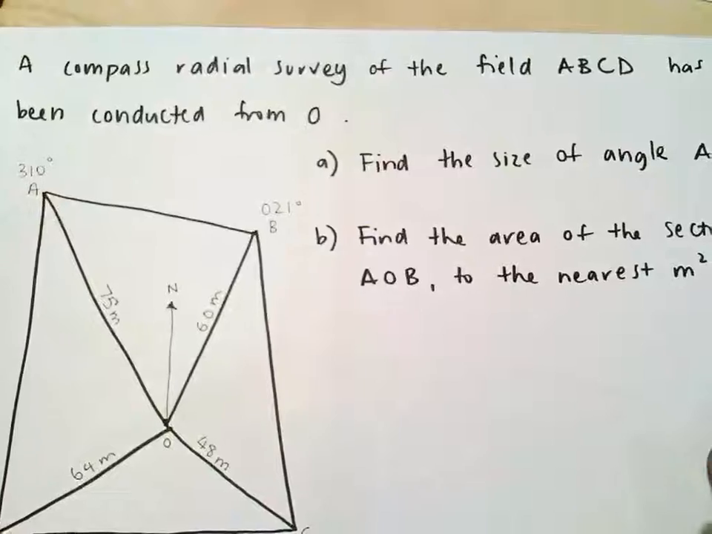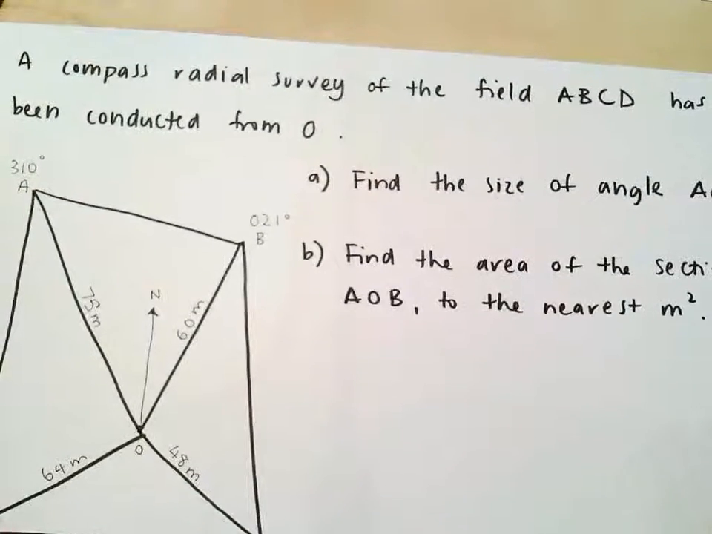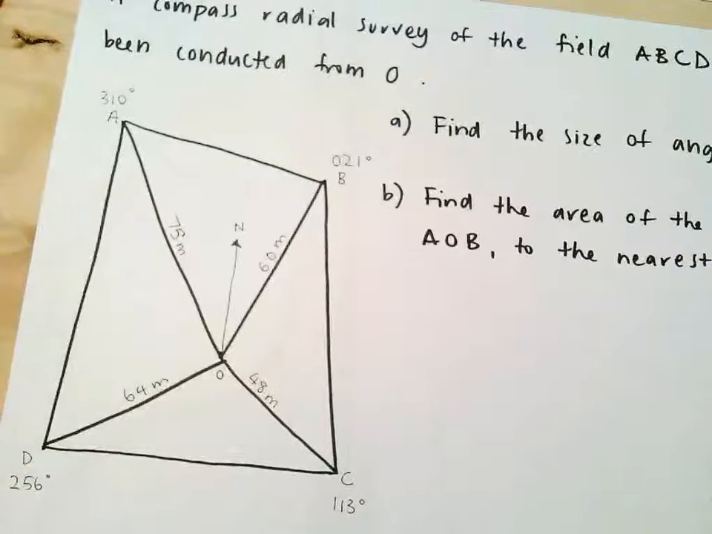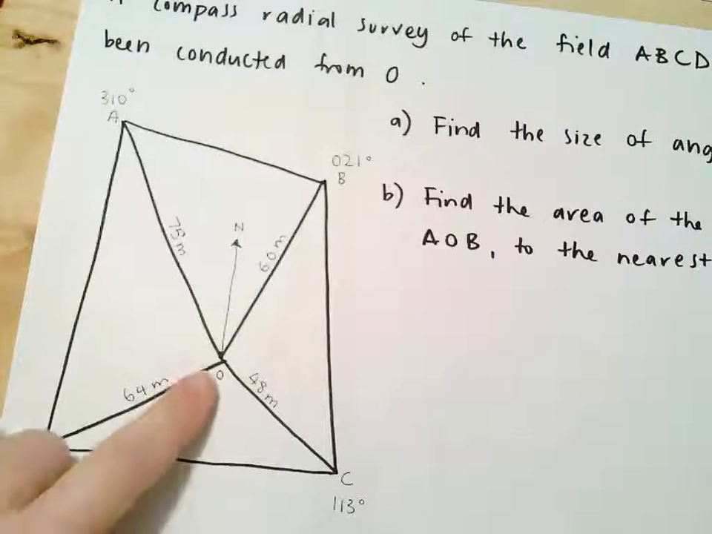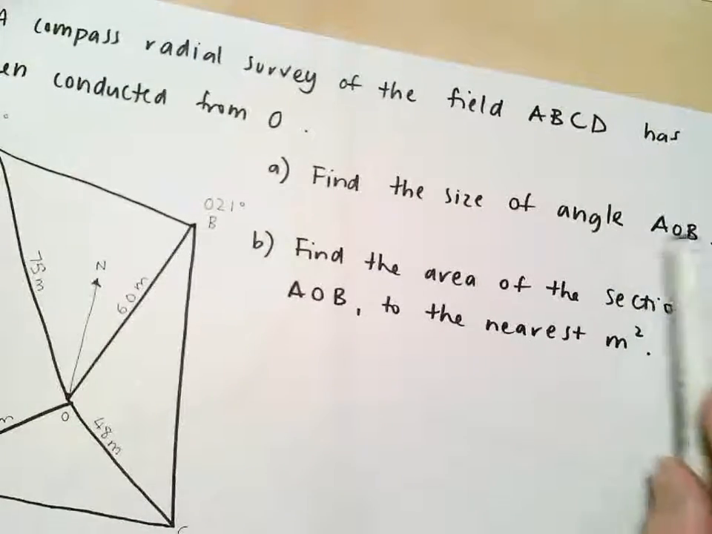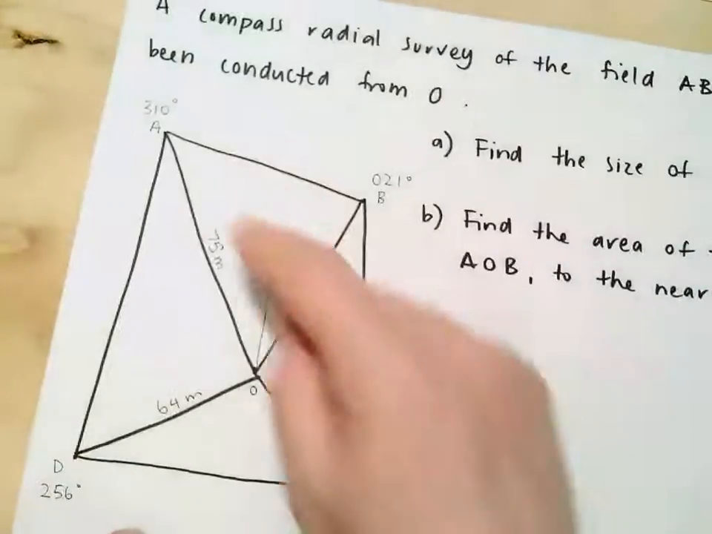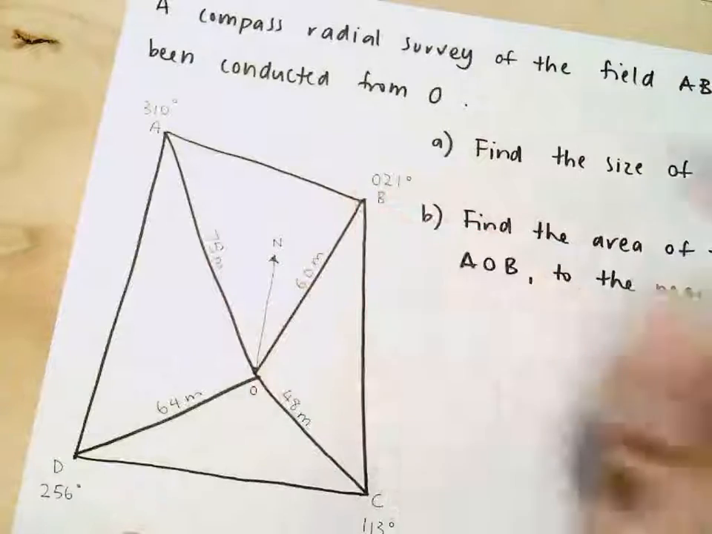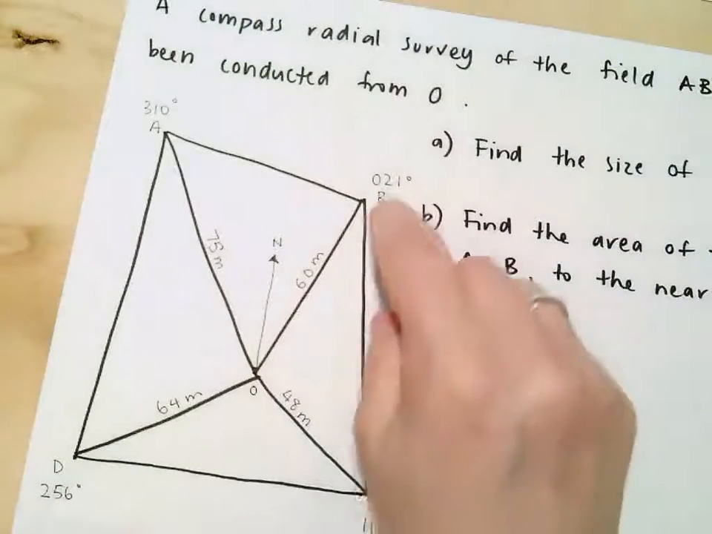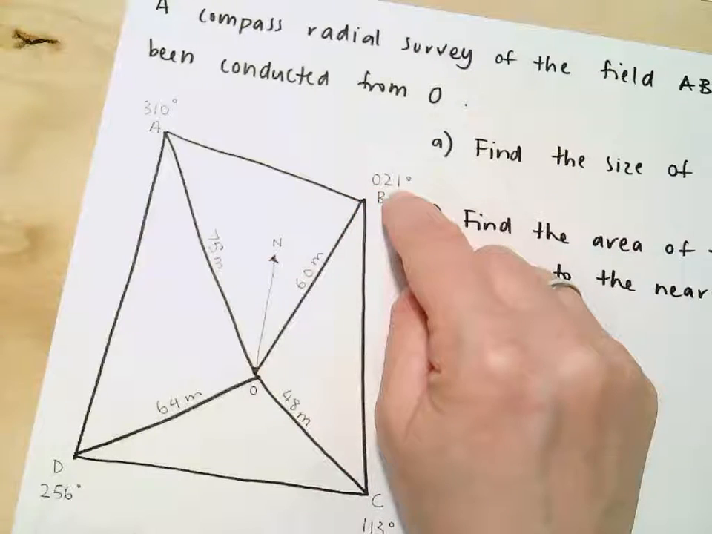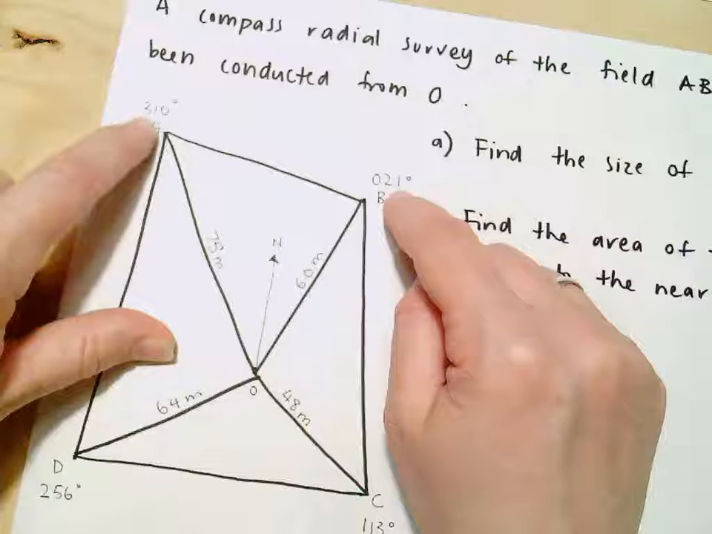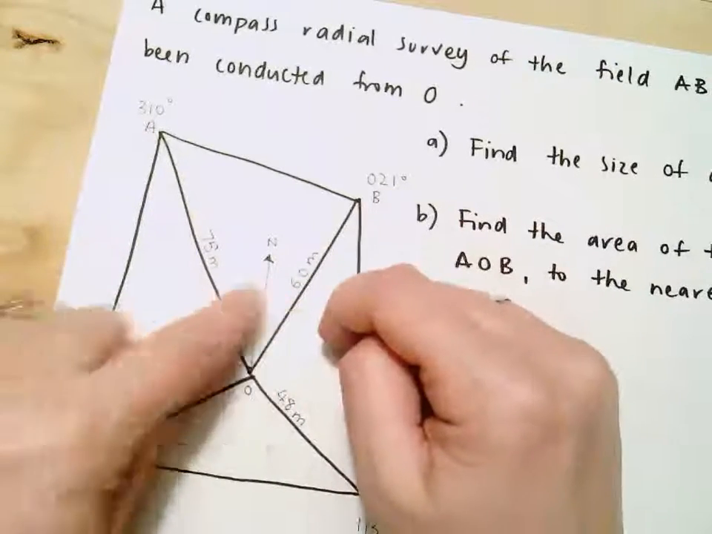So this says a compass radial survey of the field A, B, C, D has been conducted from O. So that's from the origin at the centre. It says find the size of angle AOB. So you can see it's a little bit tricky, but give it a go. Thinking about the fact that this is 21 degrees off north, and this is a little bit shy of north. It's not quite reached 360. So what's this angle here going to be?